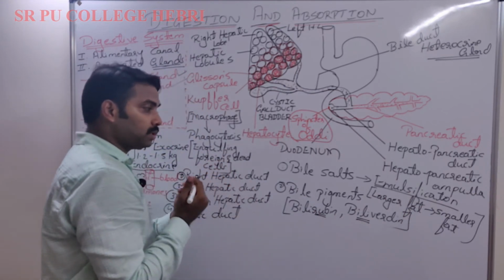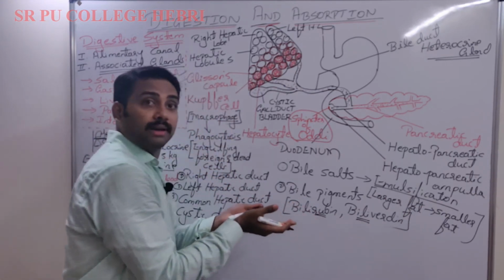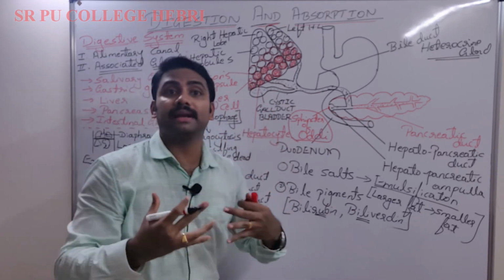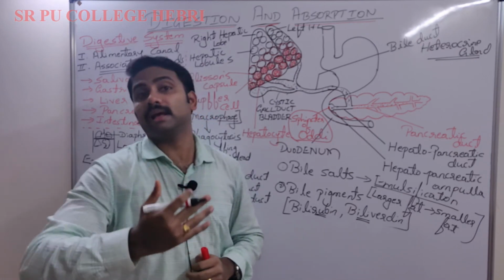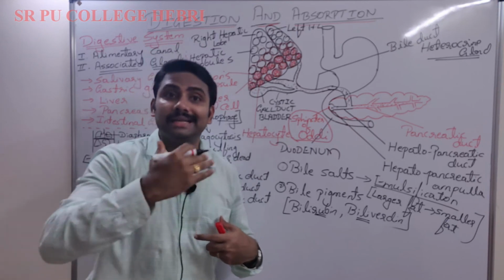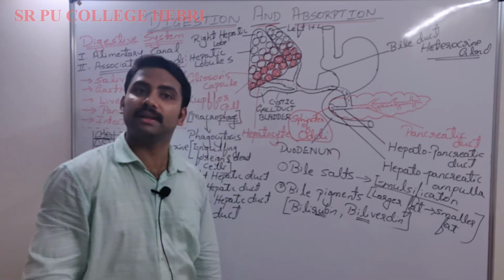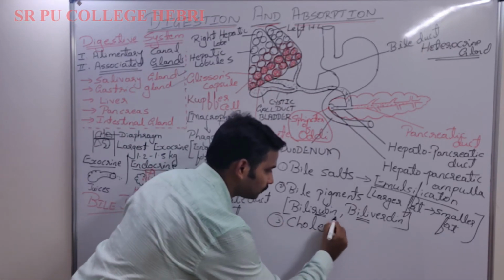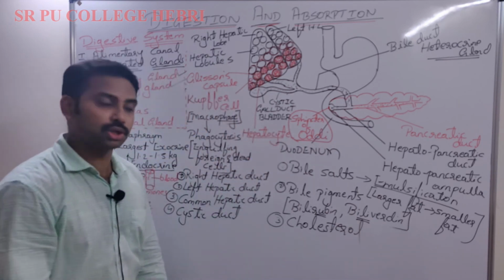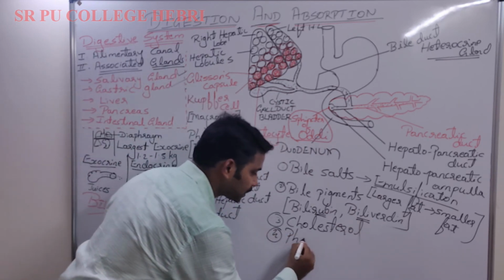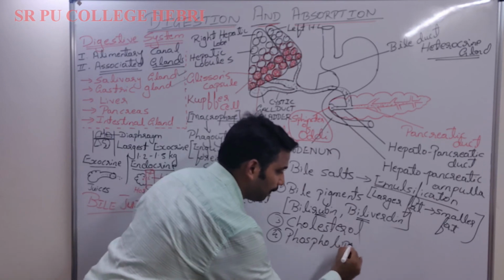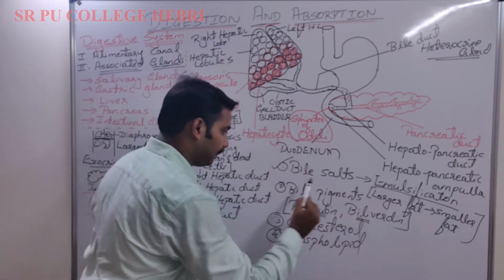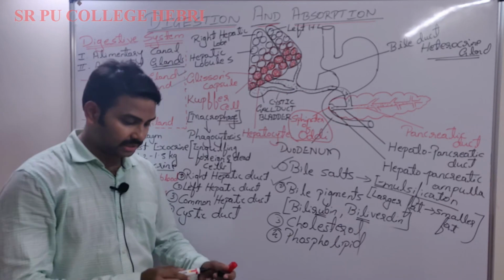Is that clear? Suppose in our blood the bilirubin level increases, what happens? The person will get a condition called jaundice, yellow coloration. It is due to the increased level of bilirubin and biliverdin. Just remember. What else is present? It has cholesterol. Number 4, phospholipid is also present in our bile juice. Among these, very important is bile salt, helping in emulsification. A waste called bile pigment is also present.